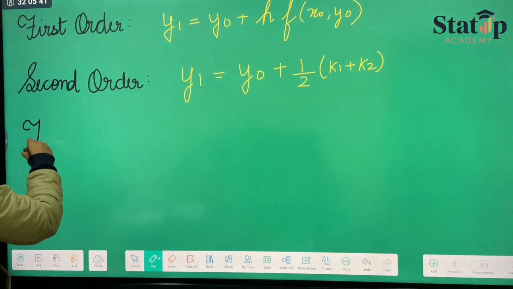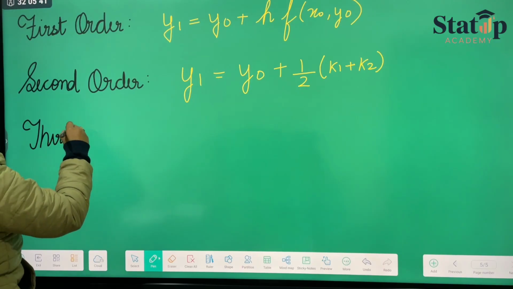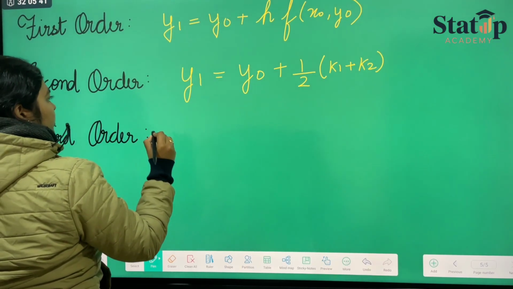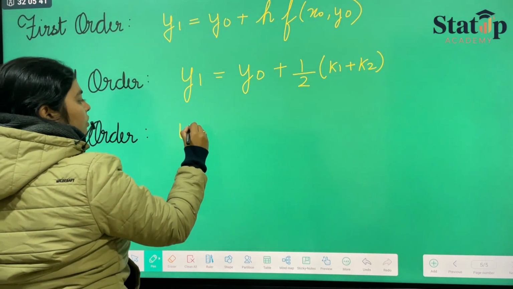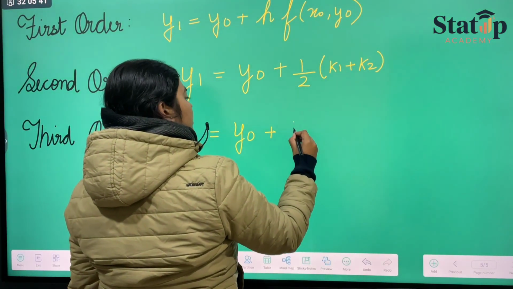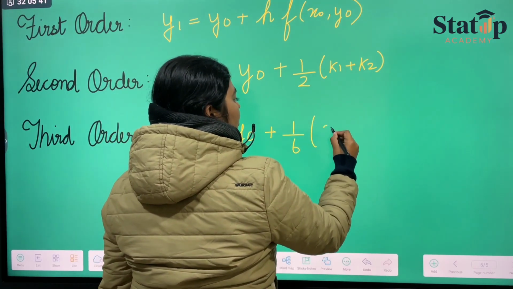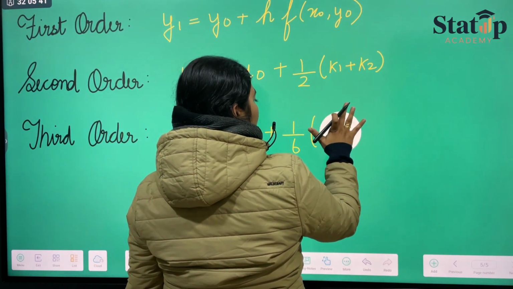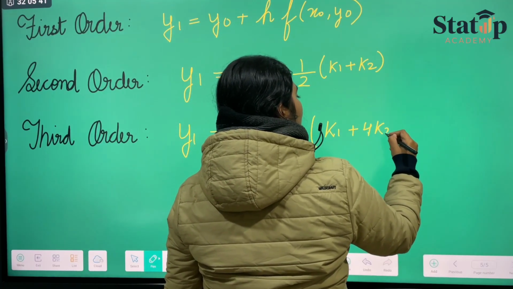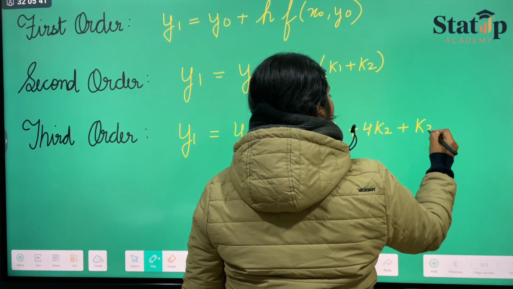The third formula is for the third order. If the examiner tells us to calculate for the third order, then y1 is equal to y0 plus 1 upon 6 into k1 plus 4k2 plus k3.